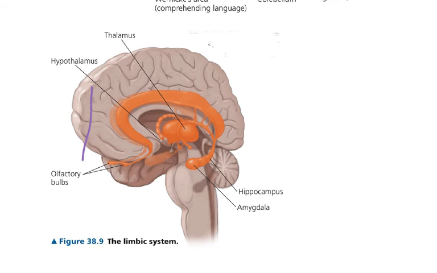So basically, before information goes to those places in the cerebral cortex, like the temporal lobe or the occipital lobe, information from your sensory organs is going to pass through the thalamus, and the thalamus is going to kind of direct it to where it needs to go.